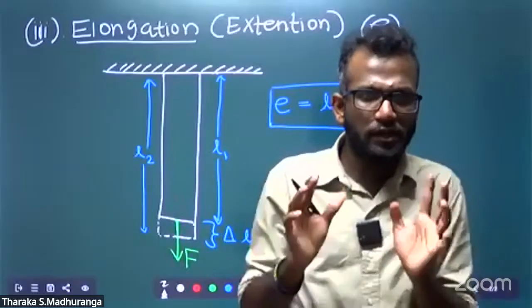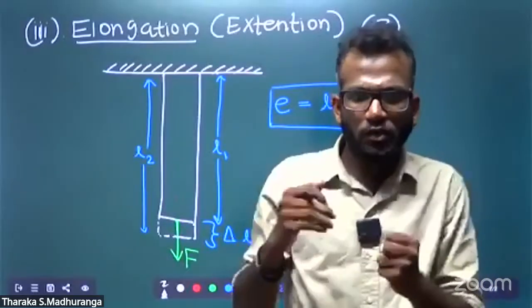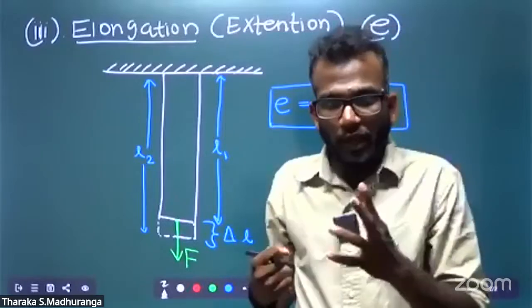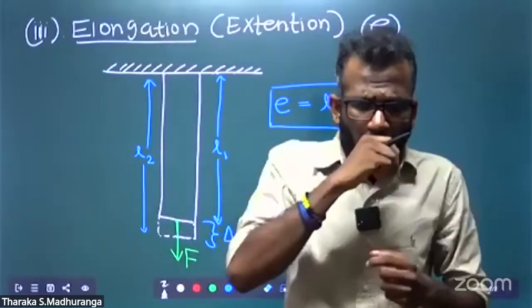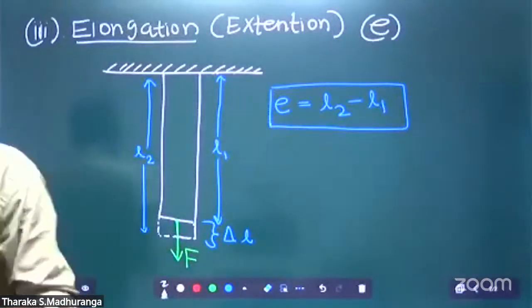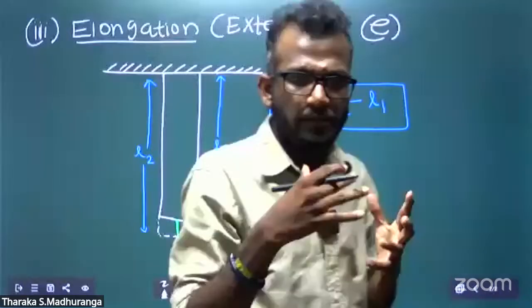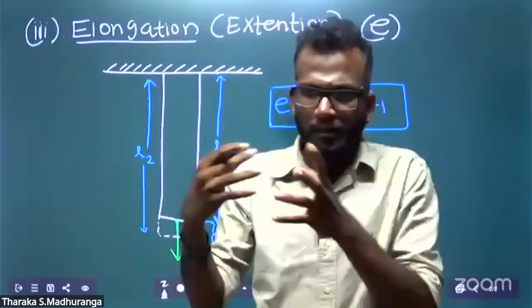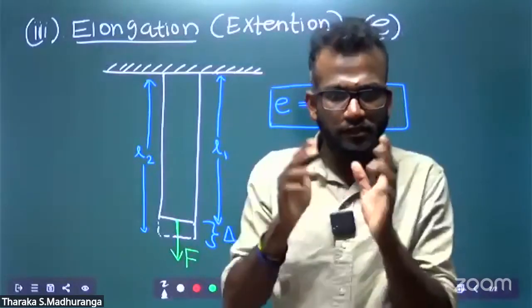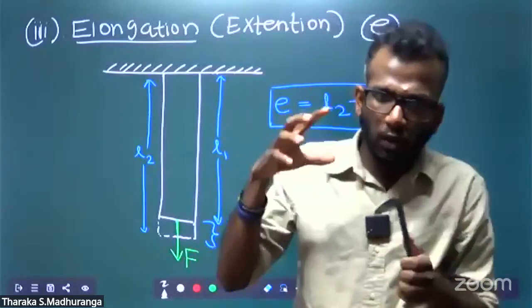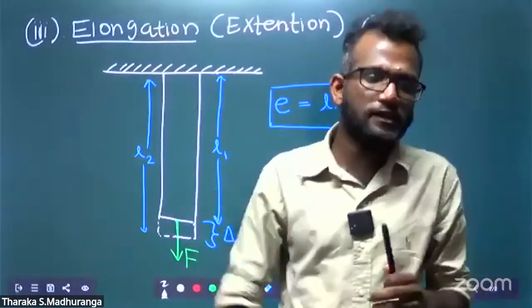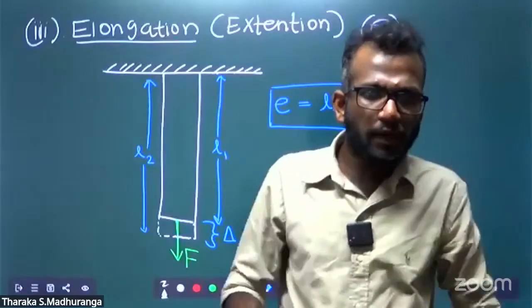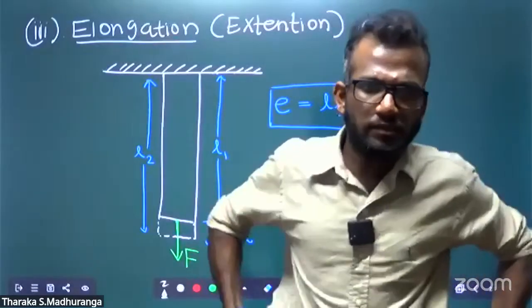Normally we call it extension for increasing. When we apply external force, the length is increasing, but if we apply external force in the opposite direction, it can decrease. But in the stress part we can discuss these things. Now mainly elongation means the length increasing amount. The length increasing amount is what we call elongation.